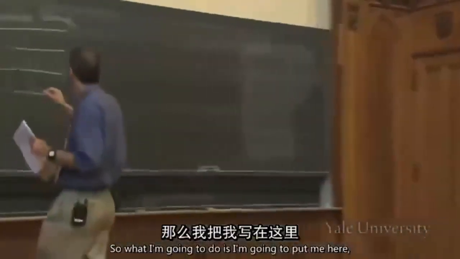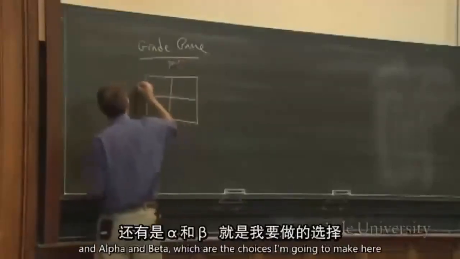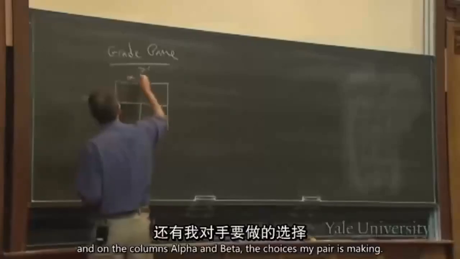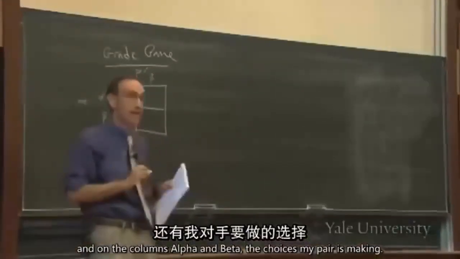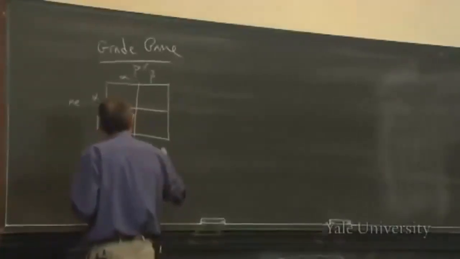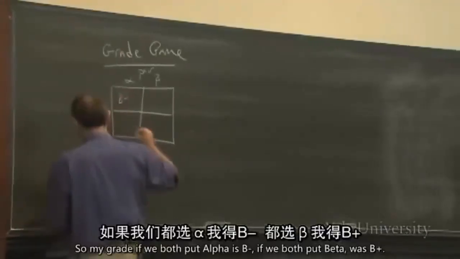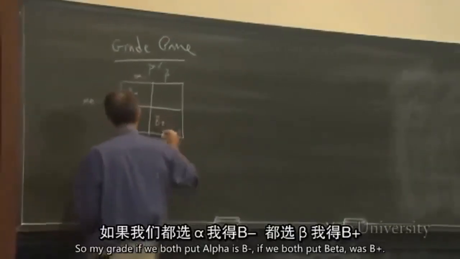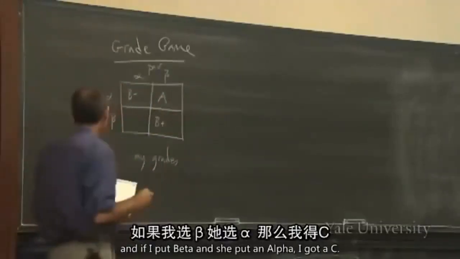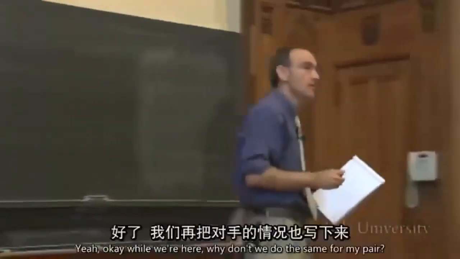Okay? So I'm going to put me here, and my pair, the person I'm randomly paired with, here. Alpha and beta are the choices I'm going to make in the rows, and in the columns, alpha and beta, the choices my pair is making. And in this table, I'm going to put my grades. So my grades, if we both put alpha, is B minus. If we both put beta, it was B plus. If I put alpha and she put beta, I got an A. And if I put beta and she put alpha, I got a C. Is that correct? That's more or less right?